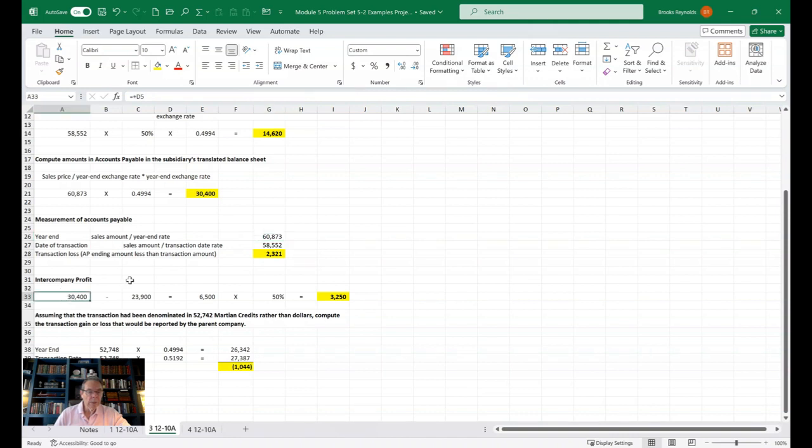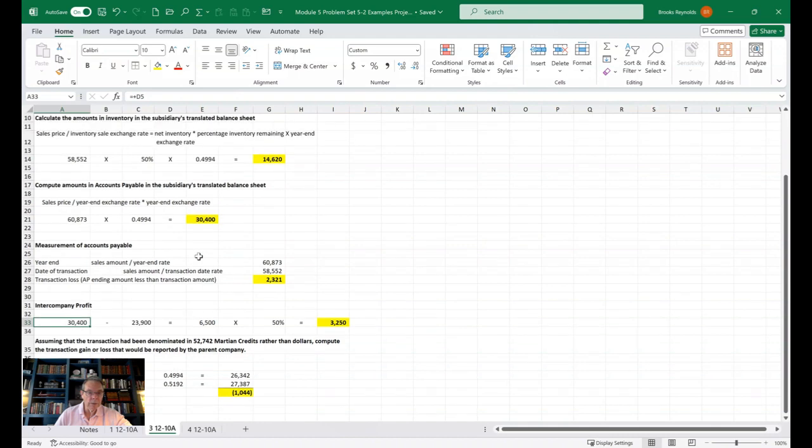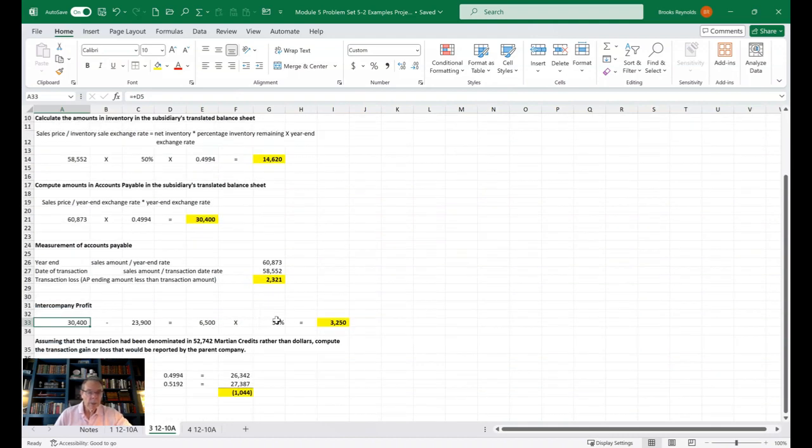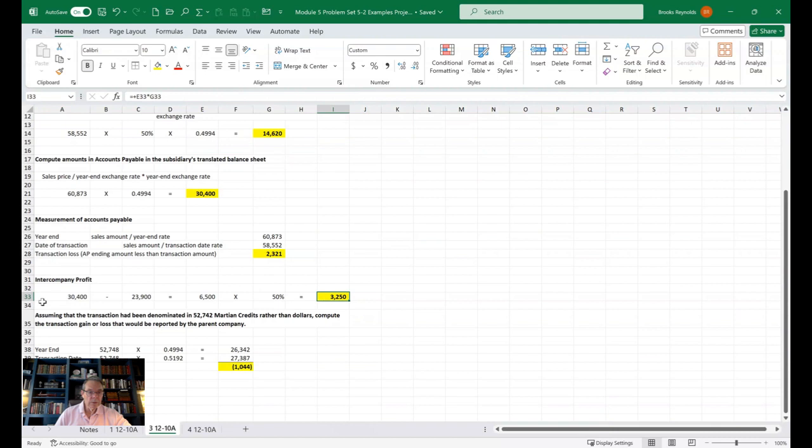And now we have to eliminate intercompany profit. So again, the profit is going to be this 6,500, but only 50% of the amount remains. So the intercompany profit is 3,250. The last one is assuming that the transaction had been denominated in Martian credits rather than dollars, compute the transaction gain or loss that would be reported by the parent company.